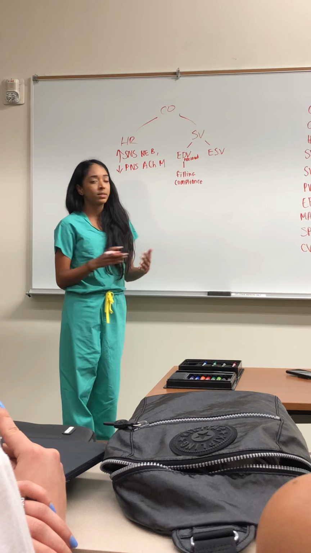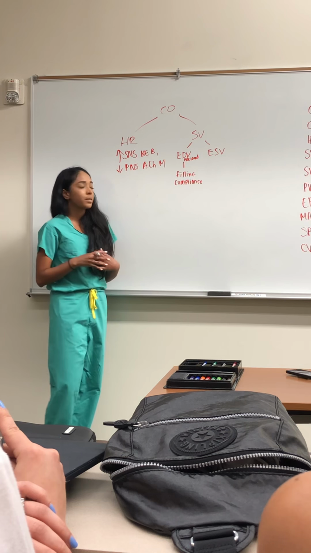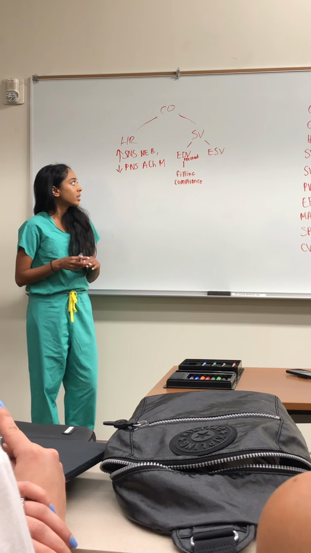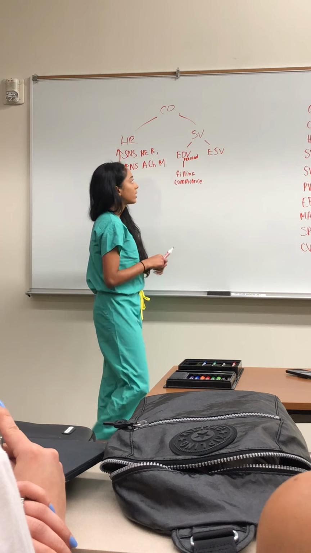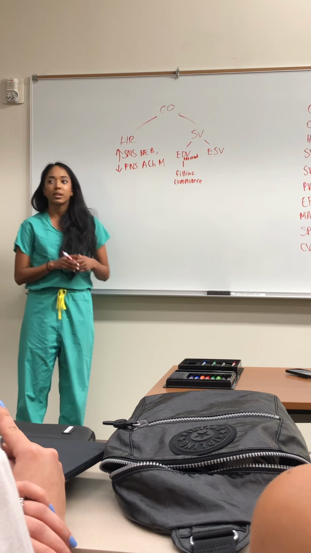The more volume that's in the chamber, the bigger the stretch of the sarcomeres. That allows for greater actin and myosin cross-bridging, which increases calcium channel conductance. This increase in calcium increases contractility, which increases our stroke volume. So this is known as the Frank-Starling law.